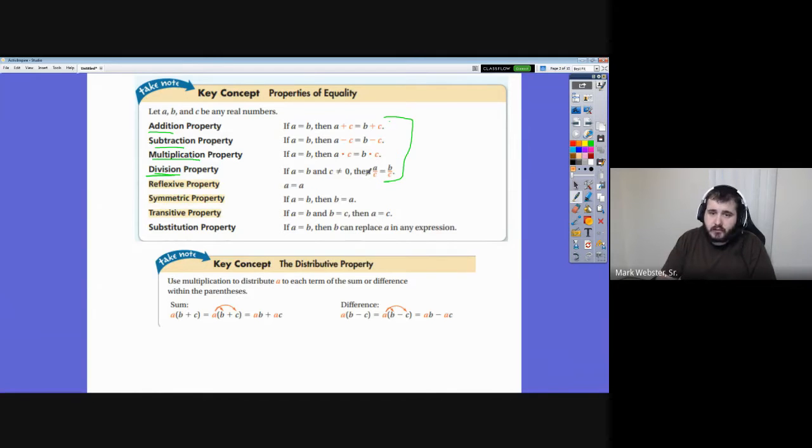All right. So when we are doing algebraic steps, solving an equation, these are the properties that are going to be quoted: the addition, subtraction, multiplication, and division properties. The reflexive property, the symmetric property, and the transitive property are what we call relation properties, or equivalence relation properties, technically.